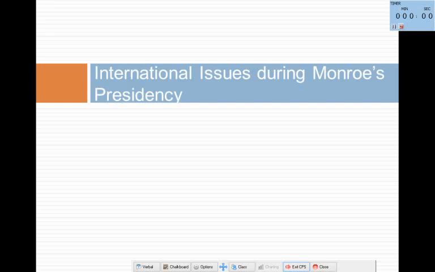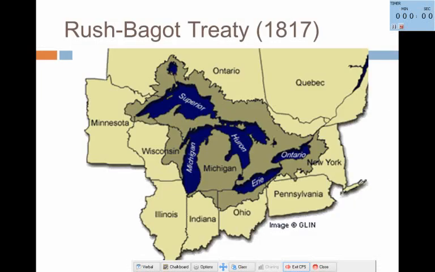So, international issues during Monroe's presidency. What we're going to be discussing here is what Monroe did as President of the United States. Everyone good? Everybody move forward? So here's what he did. The first act passed by Monroe is the Rush-Bagot Treaty of 1817. So the Rush-Bagot Treaty of 1817 did the following.